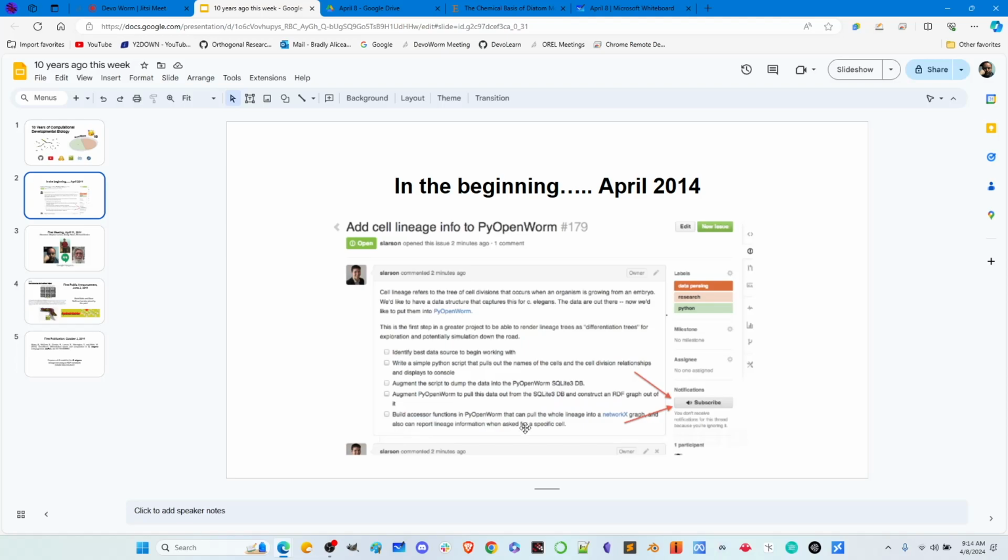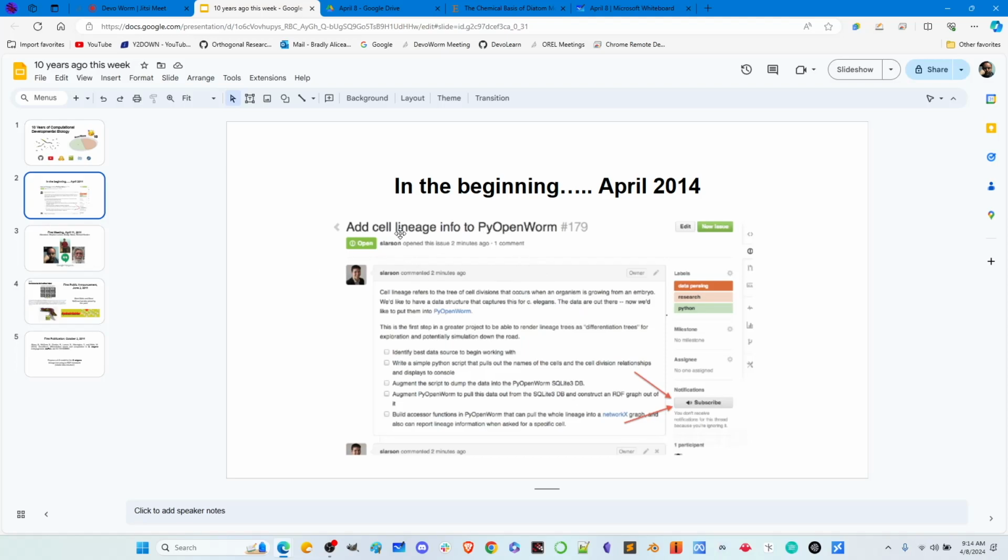And then build accessor functions in PyOpenWorm. So we actually didn't go in this direction, but this issue was sort of the beginning part. What ended up happening was we diverged from the OpenWorm Foundation a bit and did our own thing, which is fine. But that's what happens a lot of times in open source. You get forks. We took a fork off of this.